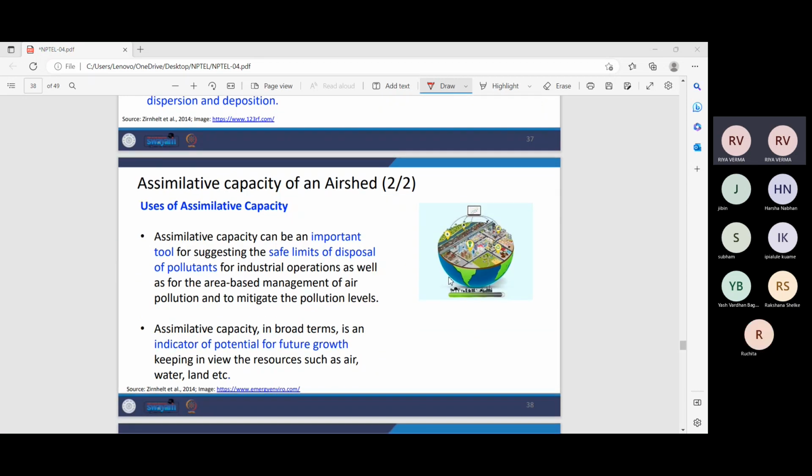Then next, basically, your assimilative capacity in broader terms is an indicator of potential for future growth.